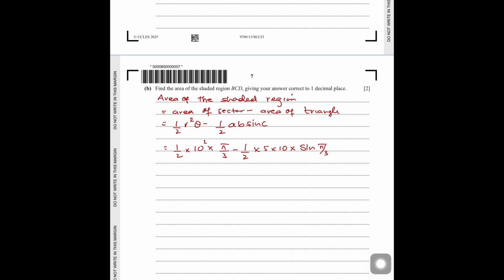I use the calculator and I'm getting 30.7092, approximately 30.7 to 3 significant figures.